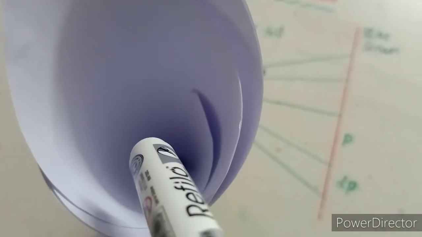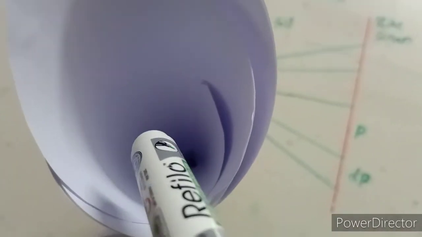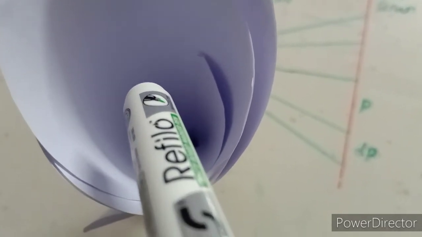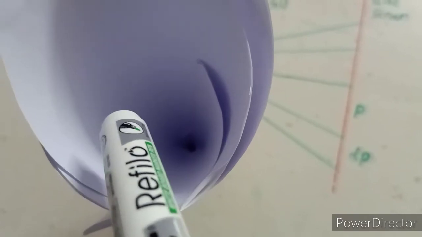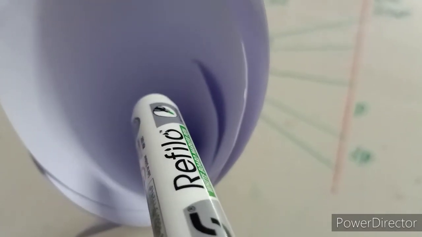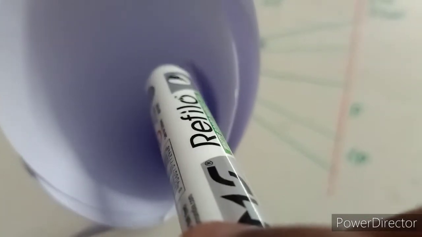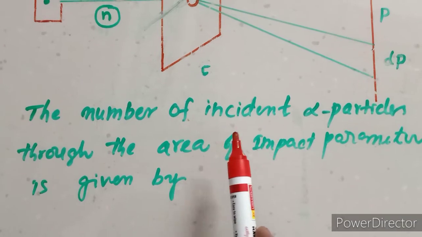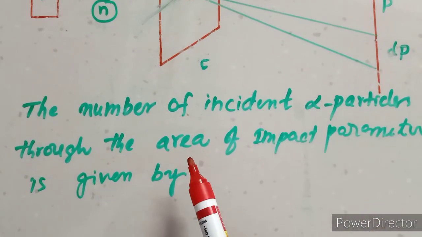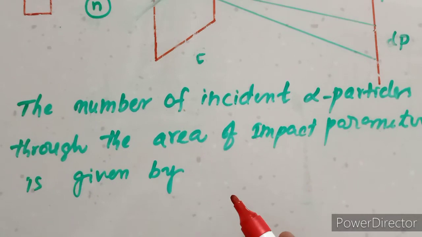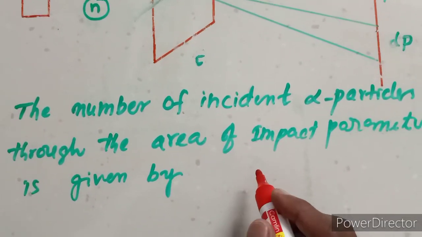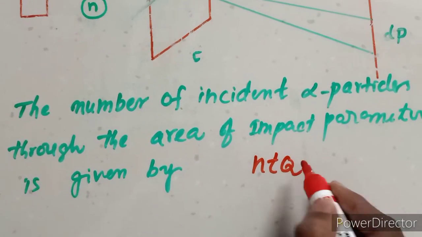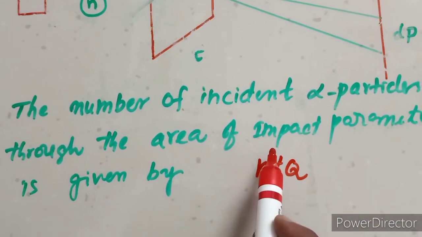The angle of the cone is the solid angle. So here there are two cases: the number of incident alpha particles scattered through a solid angle, and the number of alpha particles scattered through an impact parameter. The number of incident alpha particles through the area of impact parameter is given by N t q.